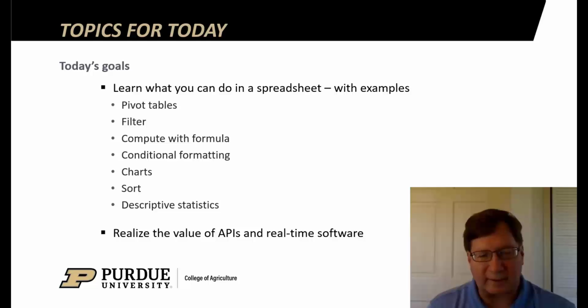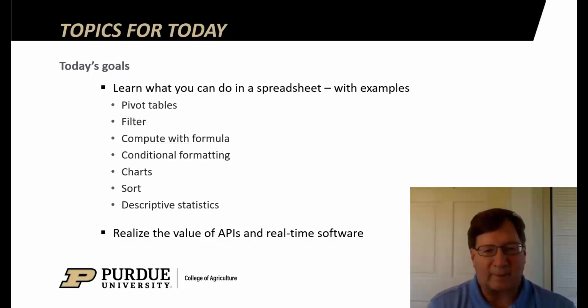We'll cover each of these, but just so that they're on your mind, we're going to do a little bit of pivot tables, filtering. We'll compute things with the simple formula. Conditional formatting is a powerful tool to highlight parts of your data. We'll do a couple charts, do some sorting, and then there is something called descriptive statistics, which even if you're not a statistician, some of this will make sense to you.